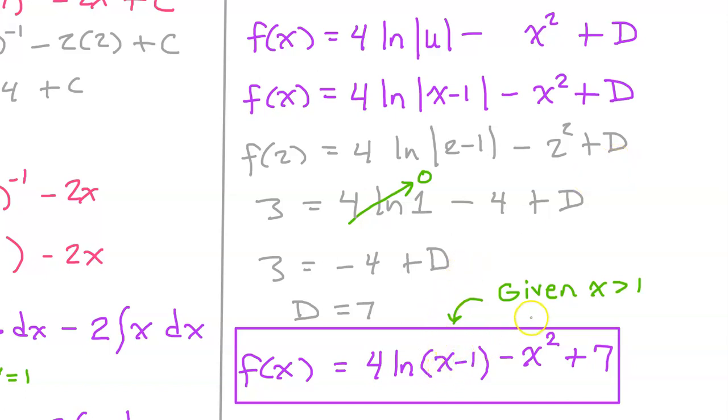Also, in the setup of the problem, they told us that x was always greater than 1. Because of that, we don't actually need the absolute value here because we don't have to worry about having a negative number inside the natural log as long as x is greater than 1. It's fine if you put the absolute value. I just wanted to mention that you don't need the absolute value.